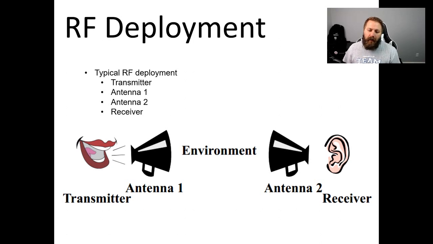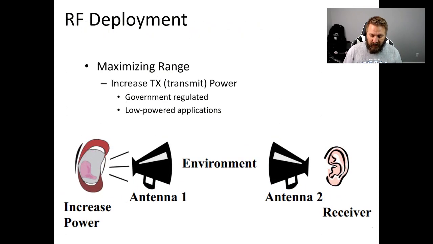So this is where we talk about the typical RF deployment. In our industry, it's an access point, a subscriber module, usually antennas on both sides. How do they communicate? How does that work? So we have a transmitter, that's our access point, antenna 1, the environment, antenna 2, and our receiver, which is the subscriber module.